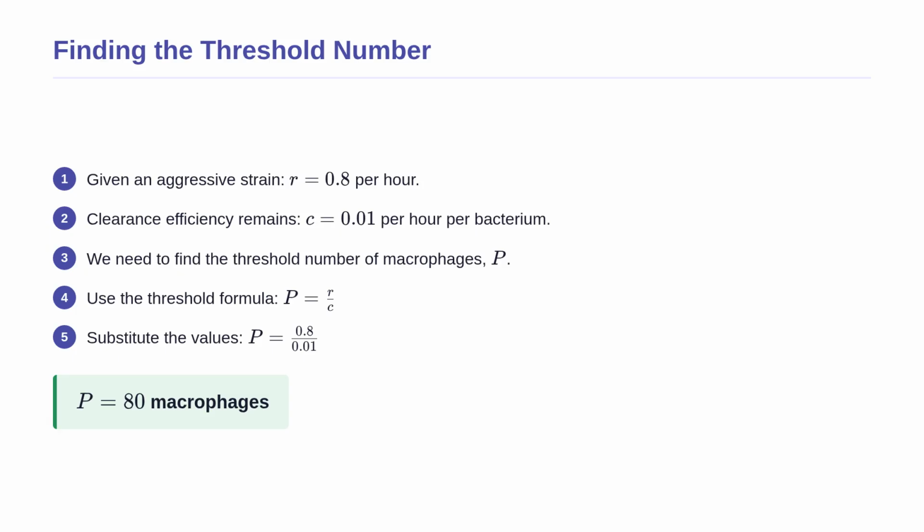Because we are looking for the exact tipping point, we use our threshold formula. P equals R divided by C. We substitute 0.8 for R and 0.01 for C. Dividing these gives us a final answer of 80. Physically, this means the innate immune system must recruit exactly 80 macrophages to the site of infection to stop the bacteria from multiplying further. Any fewer, and the infection spreads.